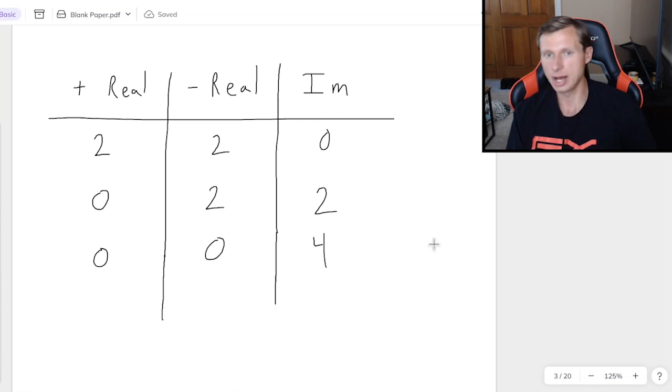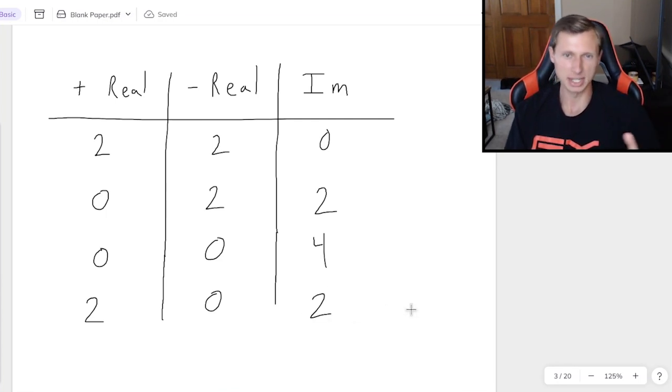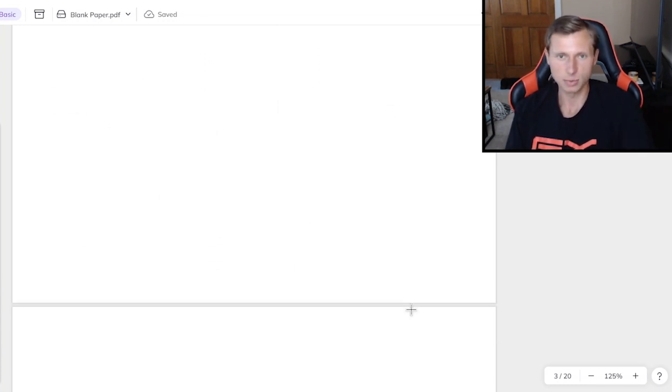There's no other combinations. Actually, that's a lie. I missed 2 positive and 0 negative, and then that would still be 2 imaginary. And there, now I have all the combinations. And this would be my answer for the sign chart. I know it's confusing, but the best way to learn is just doing a few more examples, and that's what I intend to do right now.